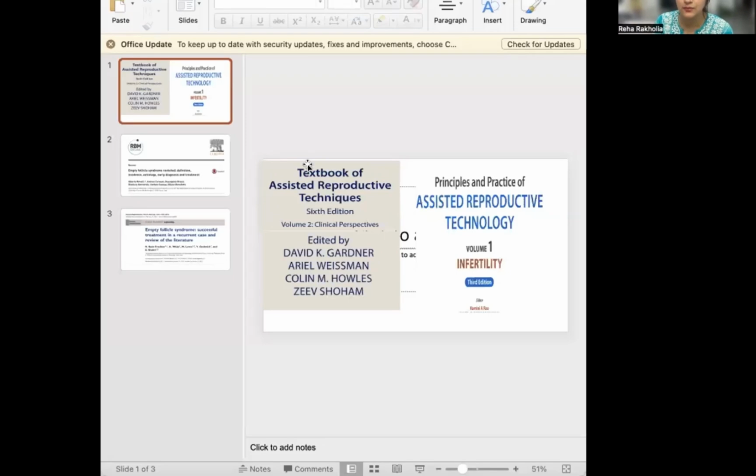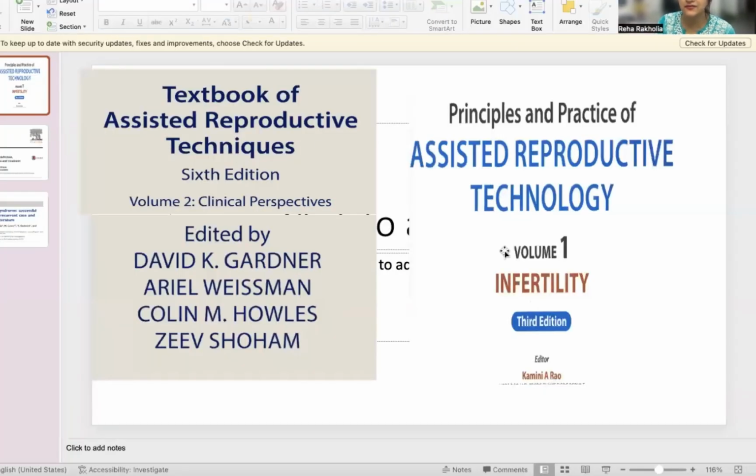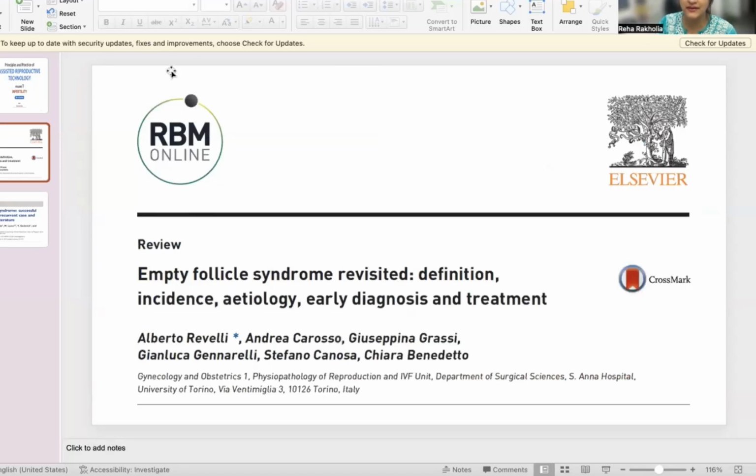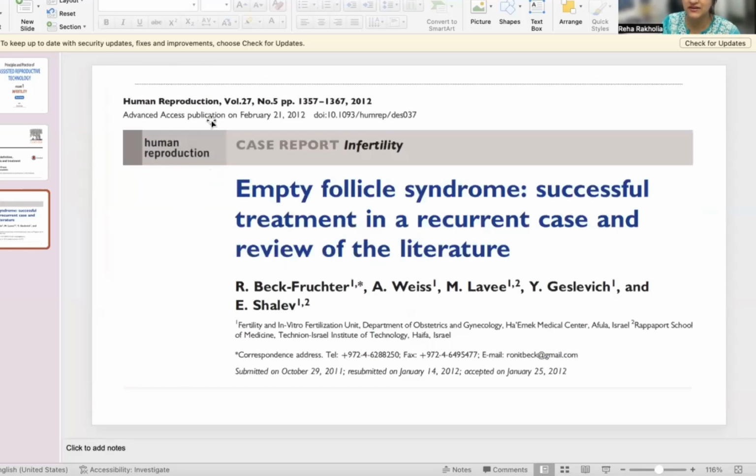I am a third year MCh student of reproductive medicine and surgery, and today's topic is empty follicular syndrome. I have taken this mainly from the textbooks of Gardner and Kamini Rao, and there is one article from RBMO, "Empty follicular syndrome revisited", and one article from Human Reproduction. I have taken reference from these four things and I have made a video.